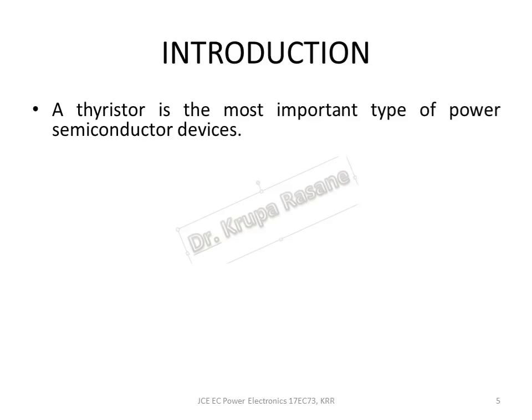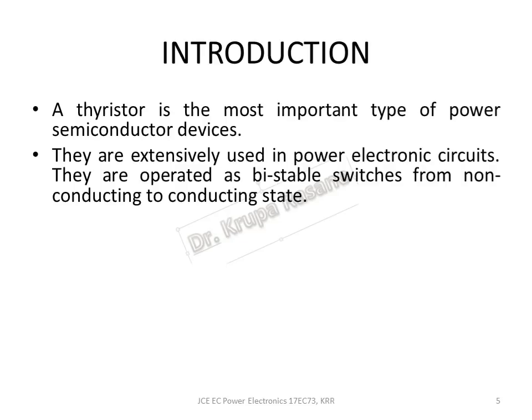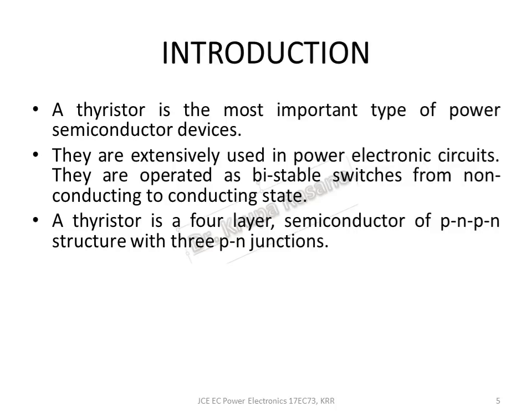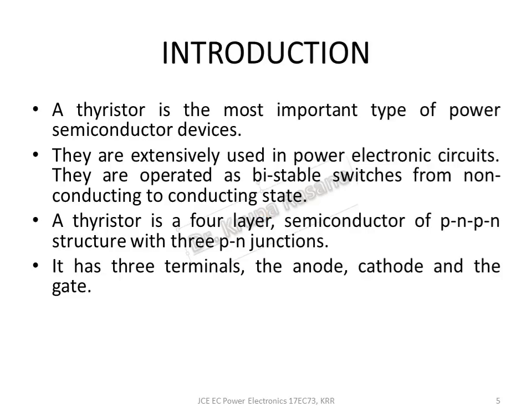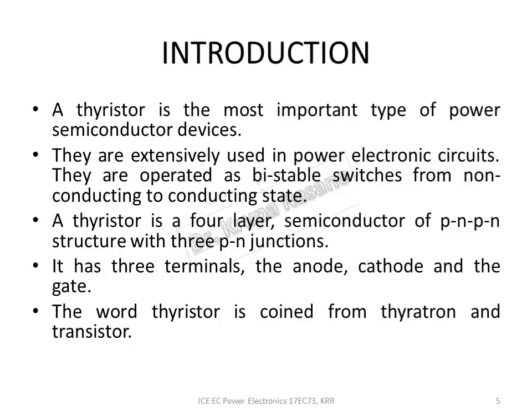Coming to the introduction, a thyristor is the most important type of power semiconductor device. They are extensively used in power electronic circuits and are operated as bistable switches, from non-conducting to conducting state. Bistable means two stable states, one is the on state and the other is the off state. Basically a thyristor is a four-layer semiconductor made up of a PNPN structure with three PN junctions. It has three terminals, the anode, cathode and the gate.